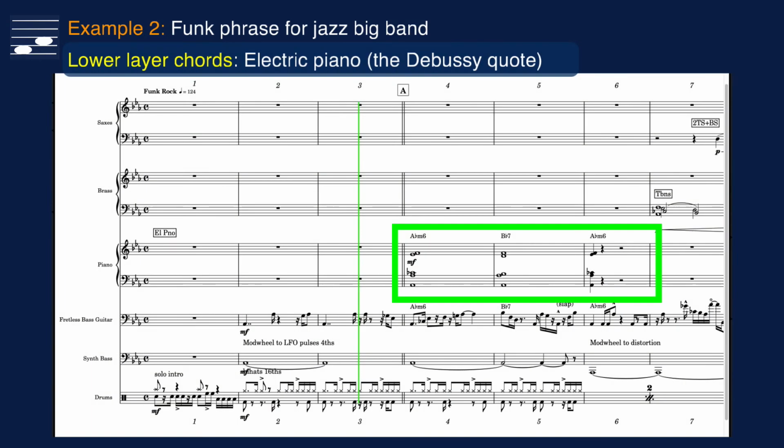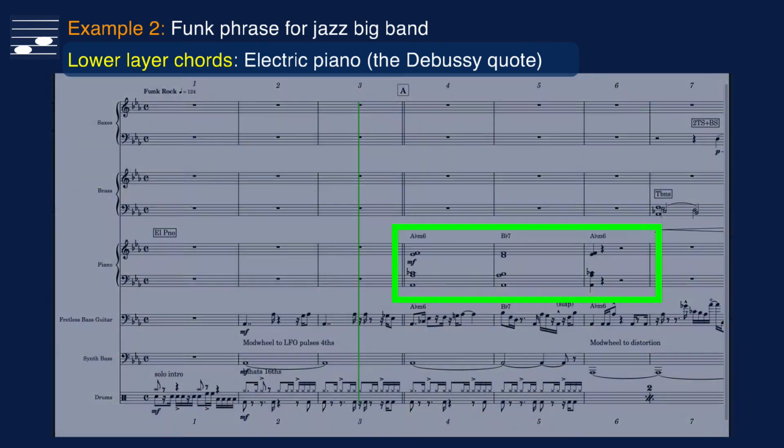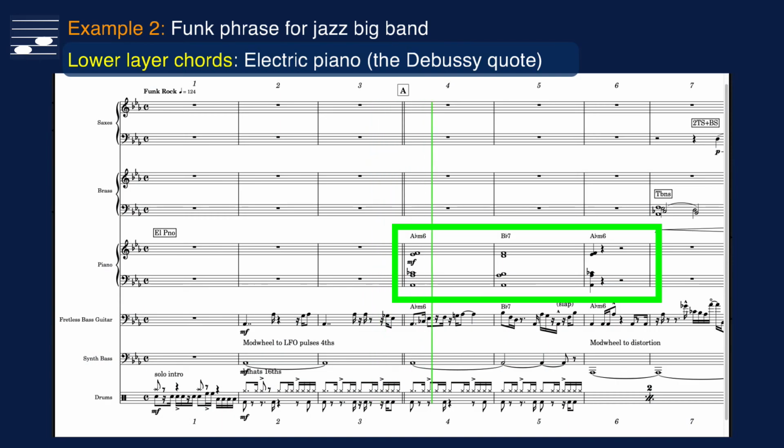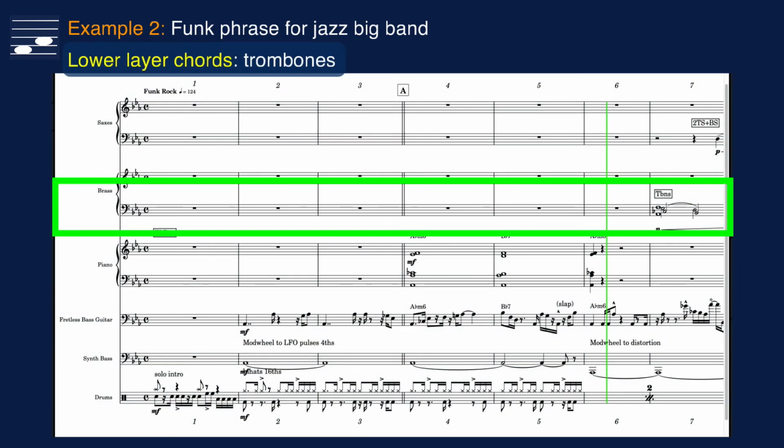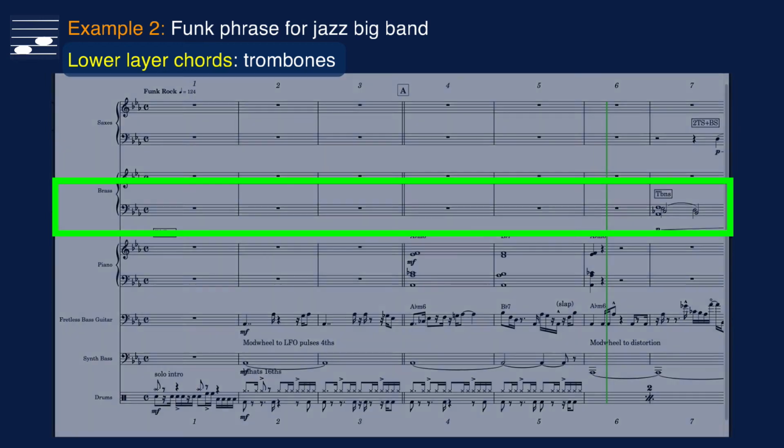The electric piano fills in the lower layer harmony, here as simple sustained chords. Again, it quotes from the Debussy original. In this fragment we hear the trombone section performing the lower layer chords. And here also is my inevitable episode error. In the reduced score these instruments should start one measure later, an error I've corrected in the companion booklet on my website.